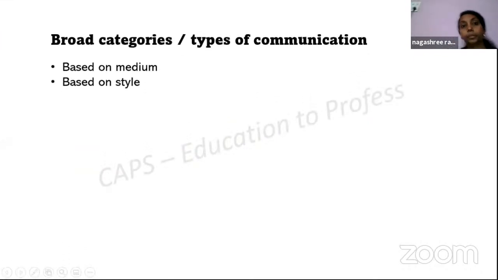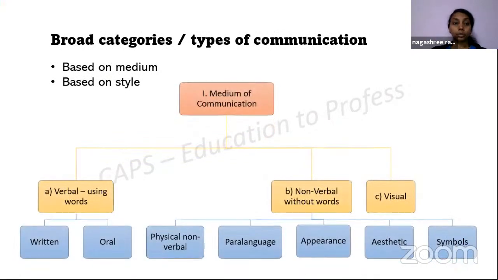Moving forward, now what are the types of communication? Based on categories, we have 2 types. Based on medium, which is verbal, using words, which is basically your oral and written communication. And then we have non-verbal, which is without using words, which again has 5 categories, which is physical non-verbal, which is mainly using your body language. Para-language. What does para mean? Para means other than language or along with language.